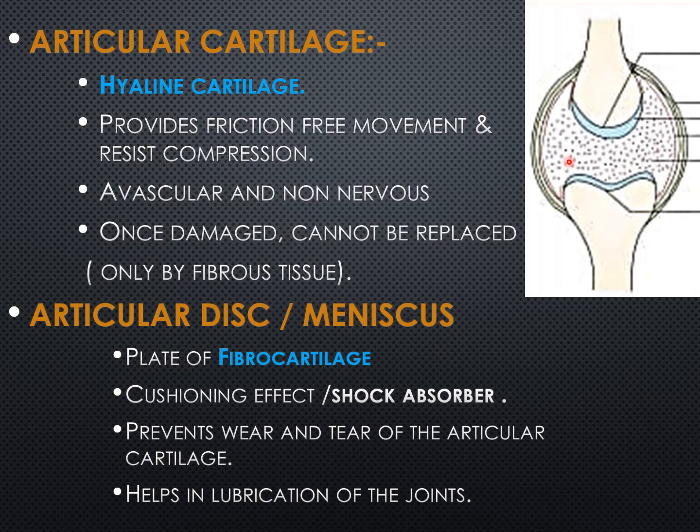And what is the function of this articular disc for those joints? It has a cushioning effect, or it acts as a shock absorber. This term is very important. It acts as a shock absorber, and it prevents the wear and tear of the articular cartilage. So here, between the two bone ends, if you get a meniscus or an articular disc, it will prevent the wear and tear of the articular cartilage. And another important function is it helps in the lubrication of the joint.